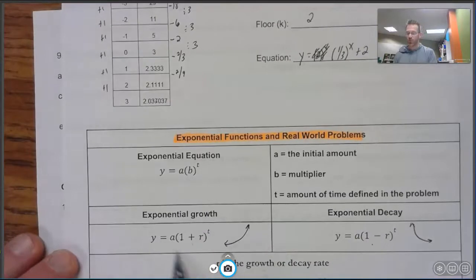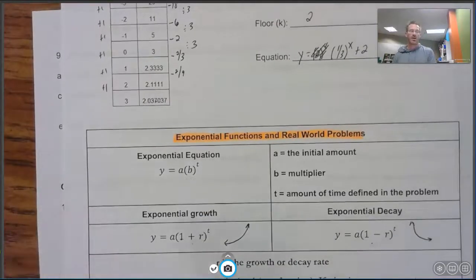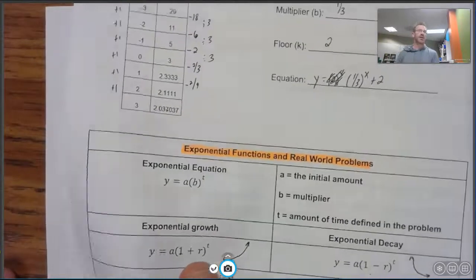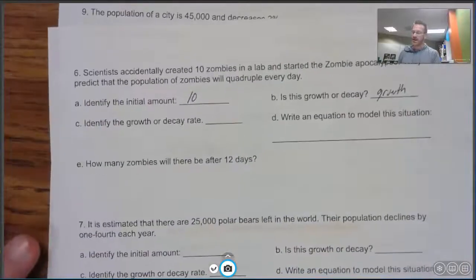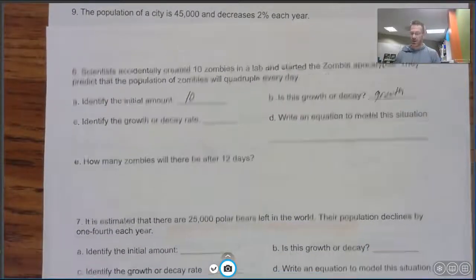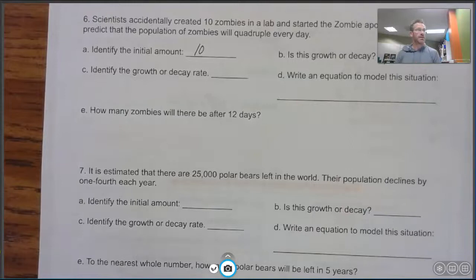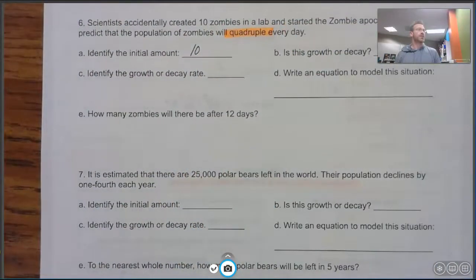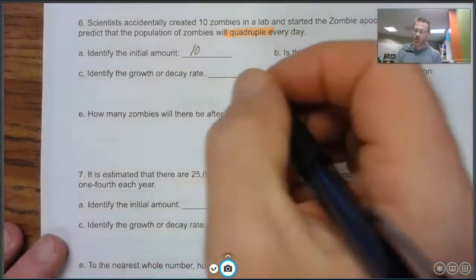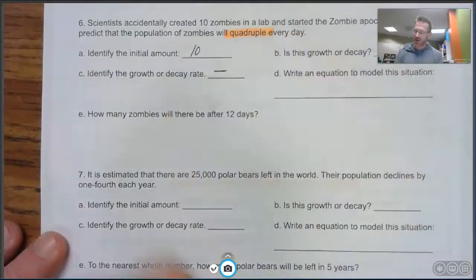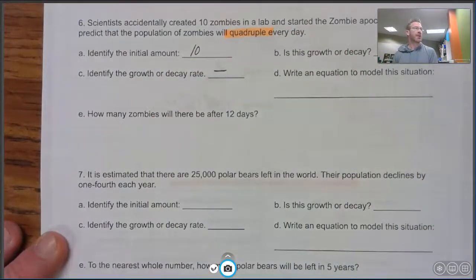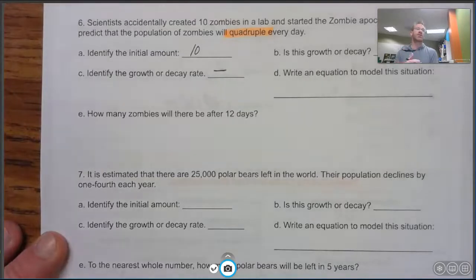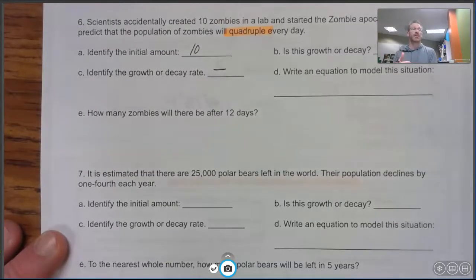And I don't have to go through all of this work to find the B, because sometimes I can recognize the word. In this case, the key word here is quadruple. Quadruple every day. So if it quadruples every day, that means my base is 4. So then I don't really have to worry about my growth or decay rate, because the word tells me. If it said tripled every day, I know B would be 3.